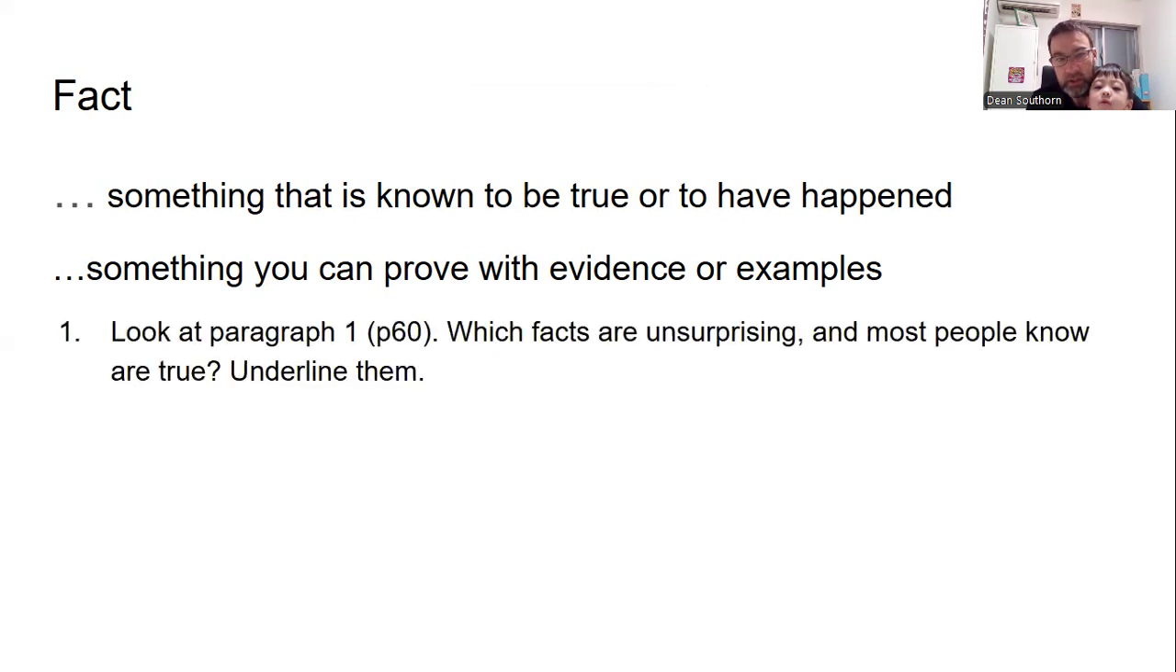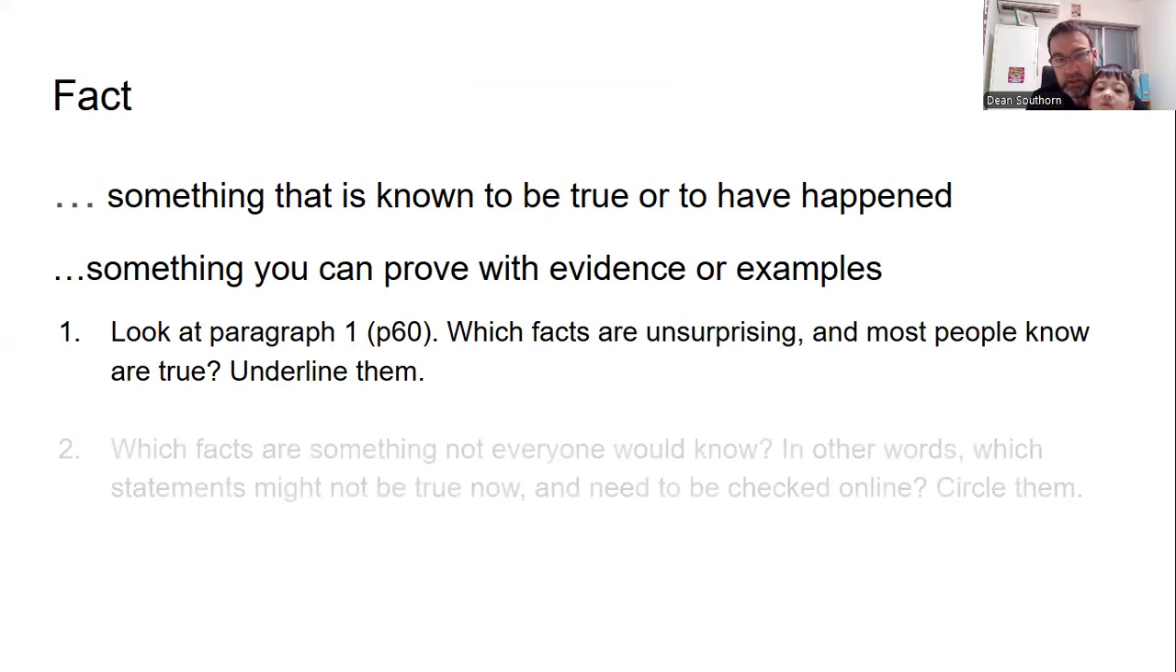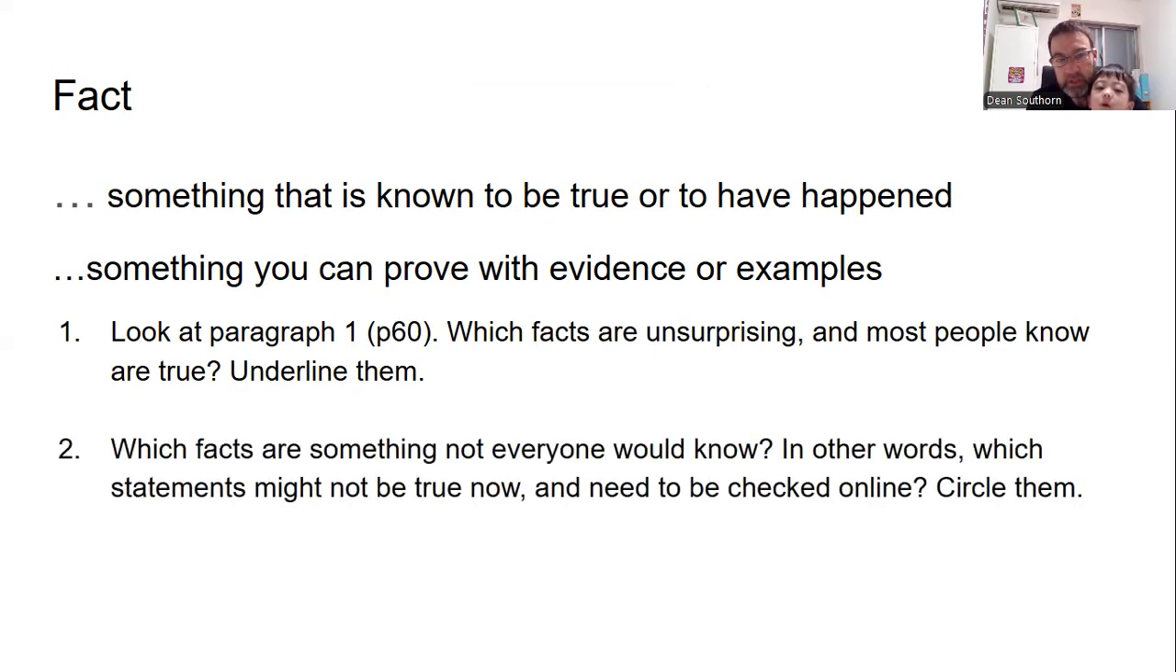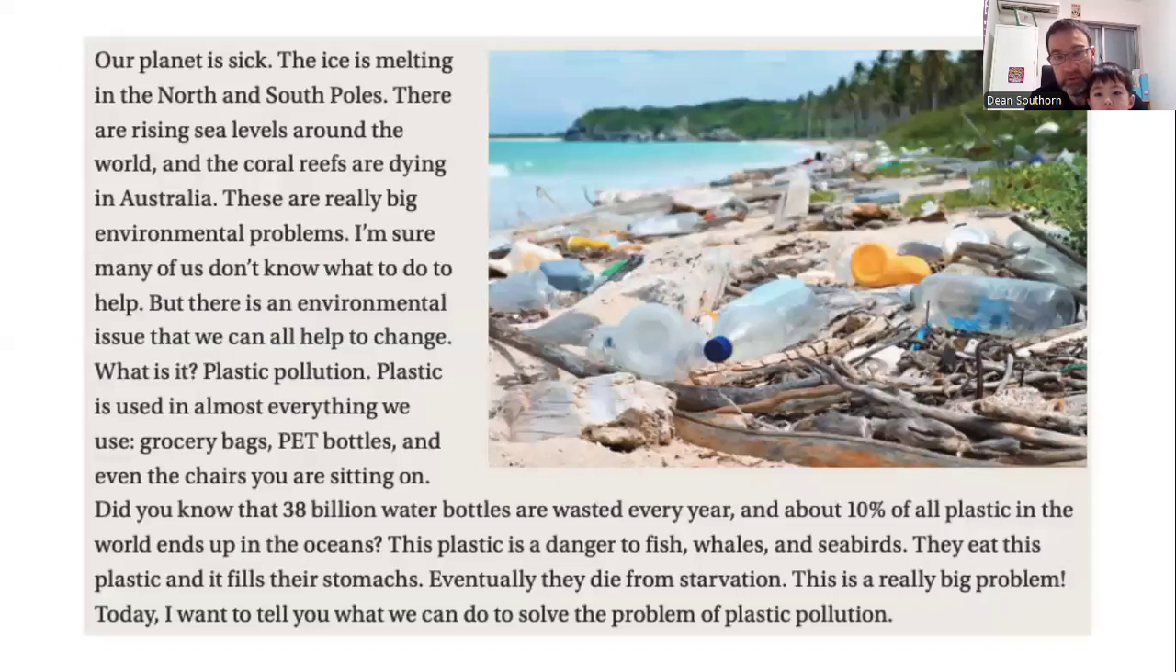So if you look at page 60, if you have your book to hand, I'm going to show you this at the moment, this transcript of the original presentation. So we're going to look at two types of facts. Facts which are unsurprising, that most people know, and facts that maybe might be new and you should be able to check them. Okay, so if we look at the first paragraph on page 60, this is his presentation.